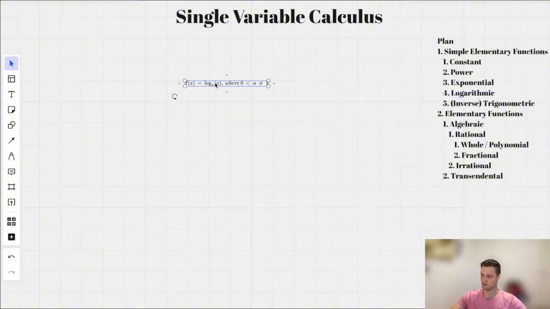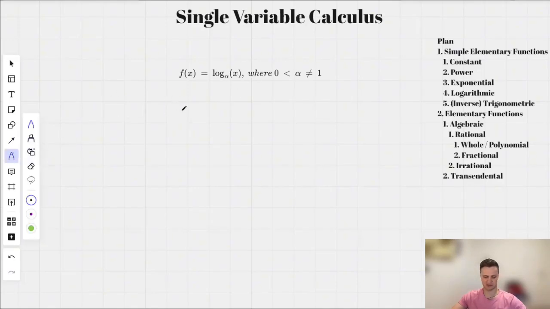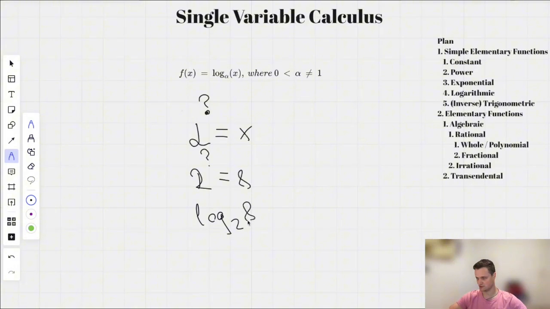The next one is logarithmic. So this is denoted as log of x with base alpha. The limitations on alpha are the same. What does logarithm mean? The logarithm means what power do we have to raise alpha to in order to get x? For example, what power do we have to raise 2 to in order to get 8? And this will be denoted as log base 2 of 8. This will be 3, of course.